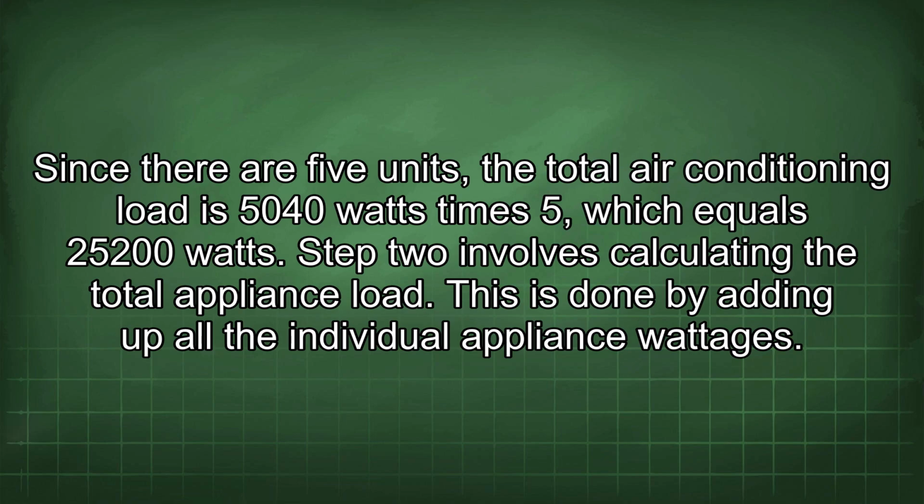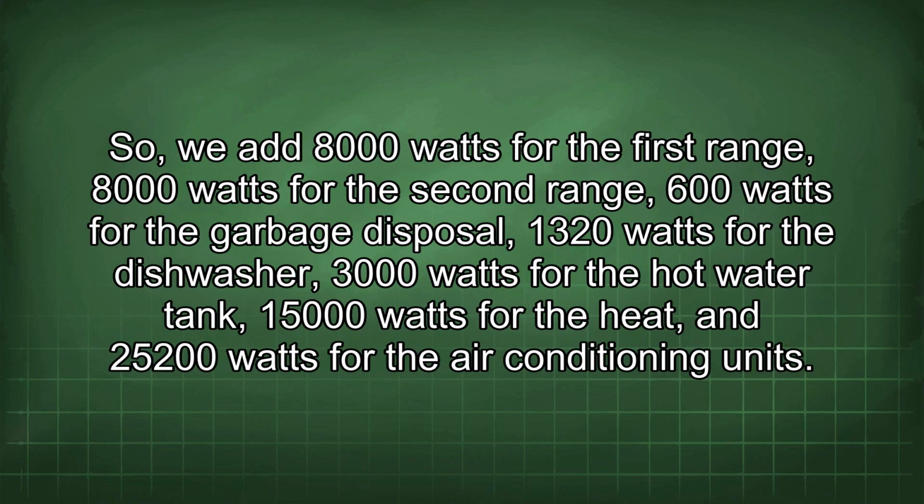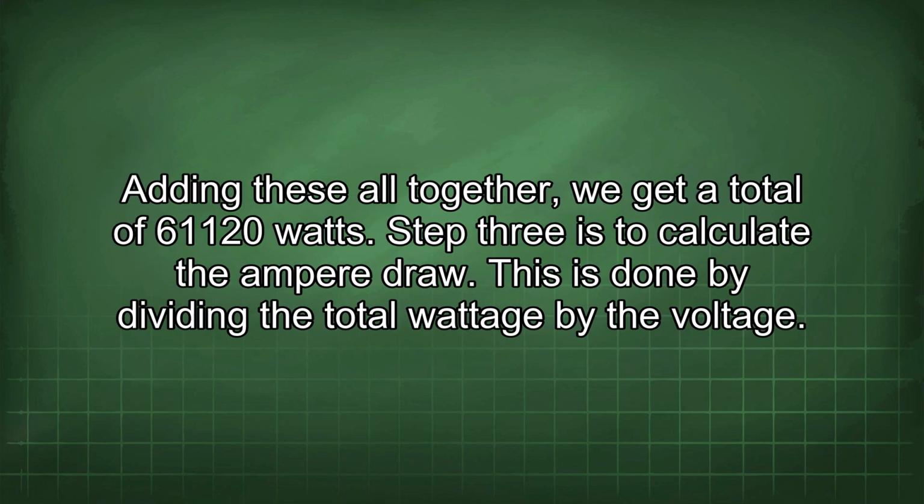Step 2 involves calculating the total appliance load. This is done by adding up all the individual appliance wattages. So, we add 8000 watts for the first range, 8000 watts for the second range, 600 watts for the garbage disposal, 1320 watts for the dishwasher, 3000 watts for the hot water tank, 15,000 watts for the heat, and 25,200 watts for the air conditioning units. Adding these all together, we get a total of 61,120 watts.